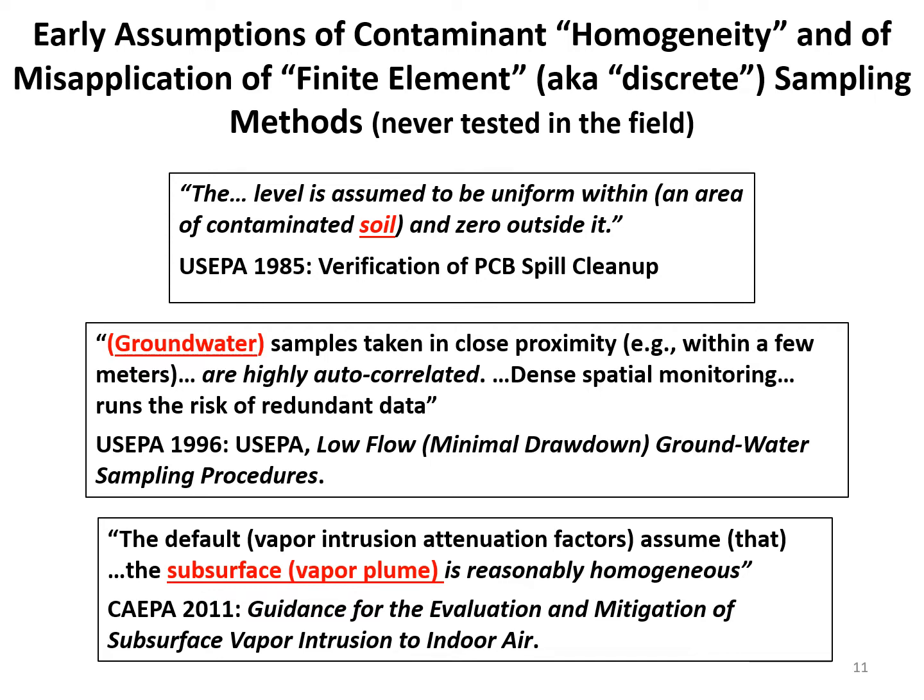So these finite element sampling methods were misapplied in the environmental industry, and have been for decades. There were some early assumptions of contaminant homogeneity and misapplication of finite element, aka discrete, sampling methods. And these assumptions were never tested in the field. But you can see the first one here: the level is assumed to be uniform within an area of contaminated soil and zero outside of it. This is really where the problem first started, in 1985, in a document called Verification of PCB Spill Cleanup Methods.